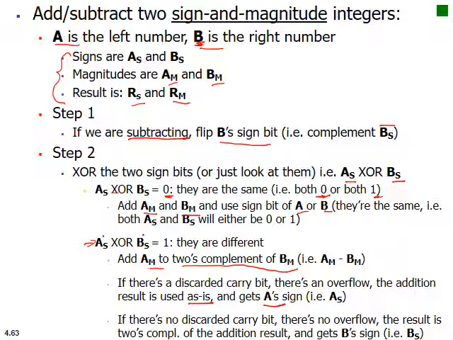But if there was no discarded carry, then there's no overflow, and the result is the 2's complement of the addition result. So we take the result of what we calculated there at the top, and then we take the 2's complement of that. But okay, to make this a little bit easier, or to look at how this works, let's do the examples.